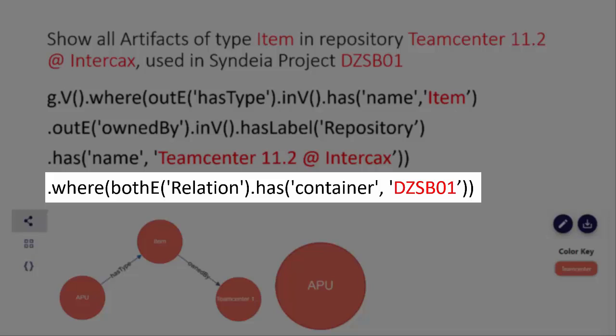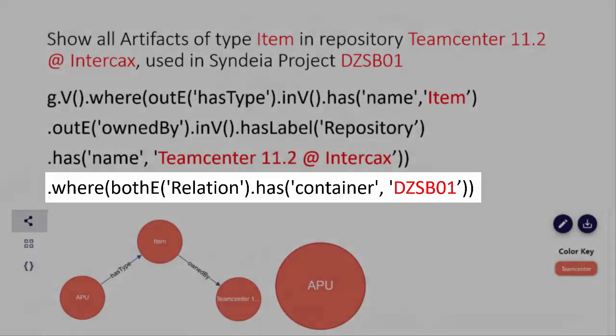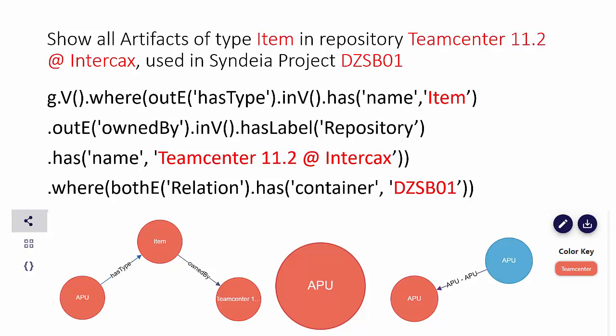This is why we use the both step on edges, to the TeamCenter artifacts that are owned by Syndeia project DZSB01. They would look like this, a SysML block connected to a TeamCenter item. This doesn't preclude the possibility that the same artifacts would be used in other Syndeia projects. It is quite reasonable that the same PLM item might be used in many different systems and system models. Using the owned by and hasType edges to filter artifacts and relations implies that we know the containers, repositories, and types available in the graph.